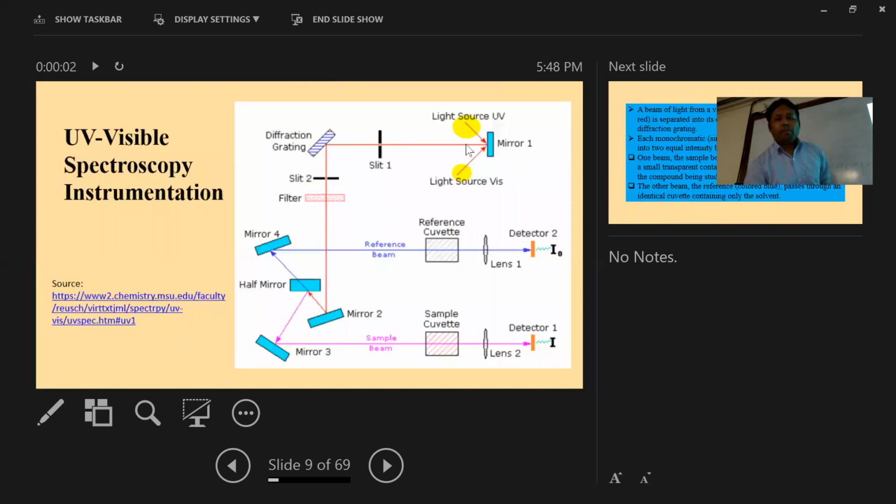So we have the components. What is the time? Okay.